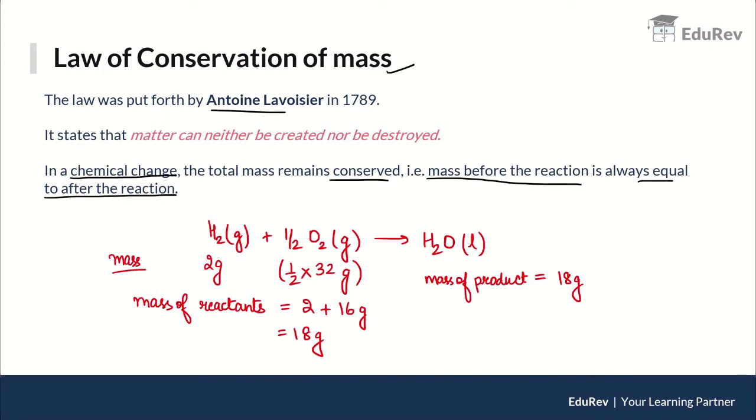This example tells about the formation of water where H2 combines with O2 to give water. So the mass of H2 will be 2 grams. Similarly, mass of half O2 is going to be half into 32 grams. And the total mass of reactants comes out to be 18 grams, right? So if I look at the mass of product, that is water formed, it comes out to be 18 grams. As you can see here, the mass before the reaction, which is the mass of reactants, is equal to the mass after the reaction, which is the mass of product. So this satisfies our law of conservation of mass.